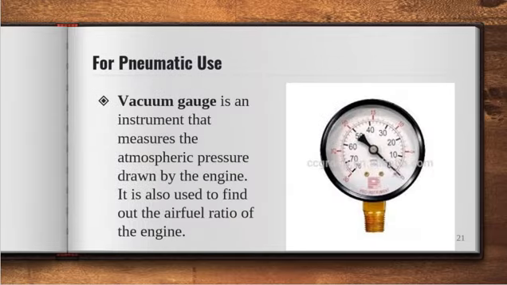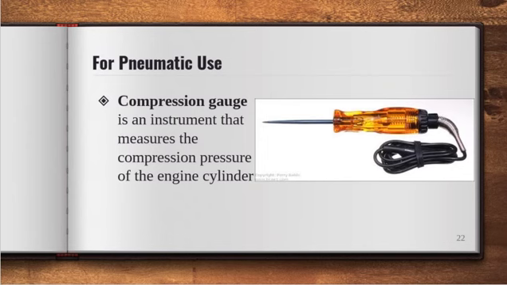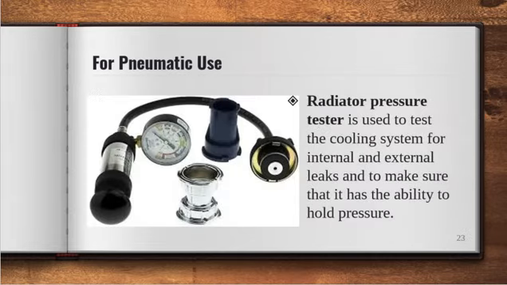For pneumatic use, we have the vacuum gauge. It's an instrument that measures the atmospheric pressure drawn by the engine. It is also used to find out the air-fuel ratio of the engine. Another under the pneumatic use is the compression gauge, which is an instrument that measures the compression of the engine cylinder. Then you also have the radiator pressure tester, which is used to test the cooling system for internal and external leaks and to make sure that it has the ability to hold pressure.